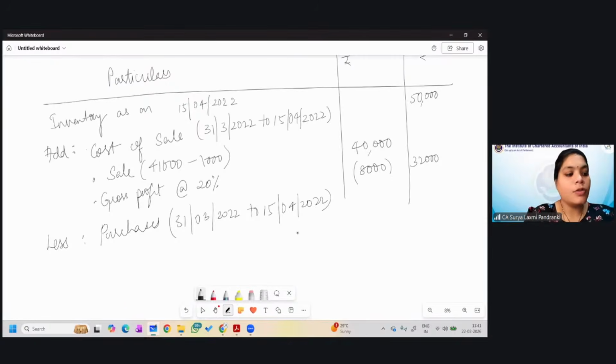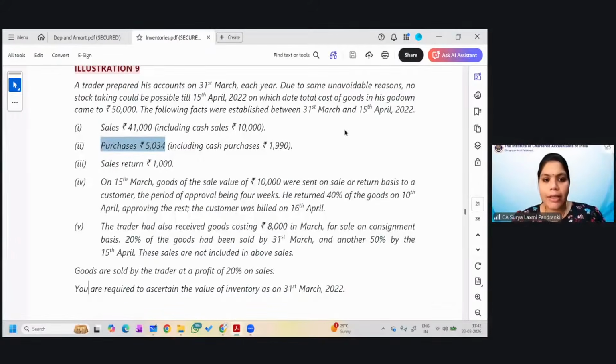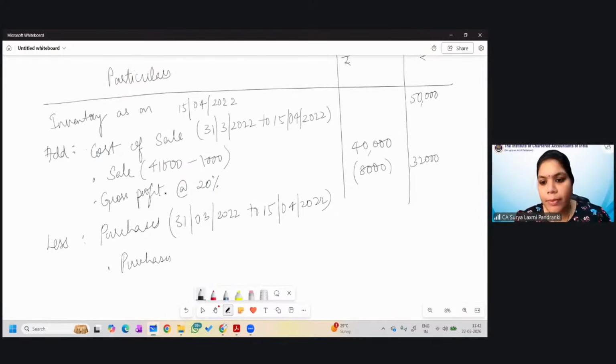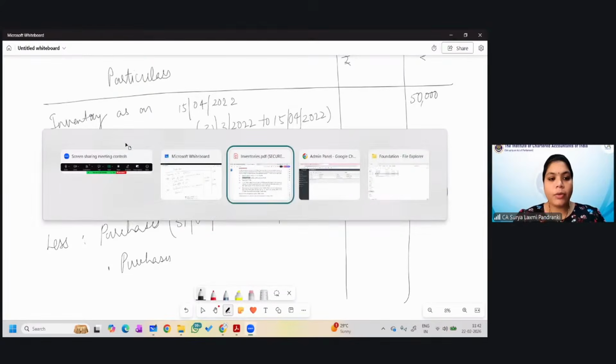In the same way, purchases also you will have to add back from 31st March 2022 to 15th April 2022. Do we have any adjustments? No, I think we don't have any purchase returns. The value is directly given to us, 5034, so I'm taking 5034 directly. This has to be removed.